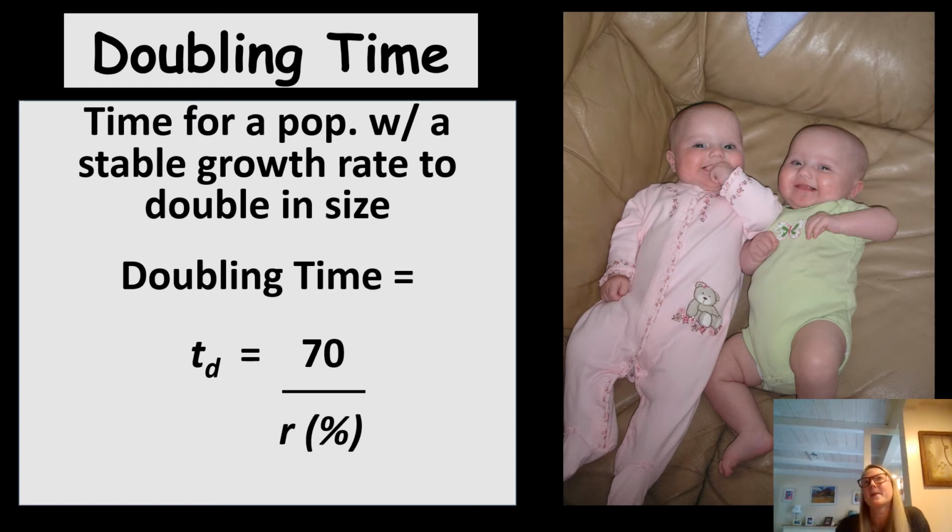So for example, if the growth rate of a population was 2%, how fast would it take the population to double? You simply do 70 over 2, so your answer is 35 years.